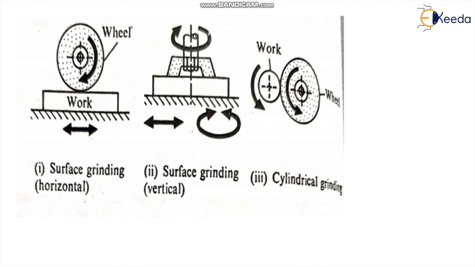Okay, so these are certain grinding operations. I have put the pictures here. Say this is a surface grinding operation. Okay, this is the work and this is the wheel, and the work is given the feed like this. So here is a surface grinding, this is horizontal, this is vertical, and this is a cylindrical grinding operation. Okay, this is the work and this is your wheel.